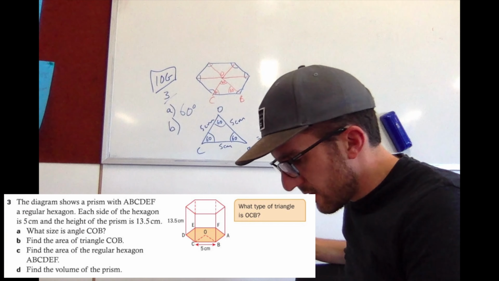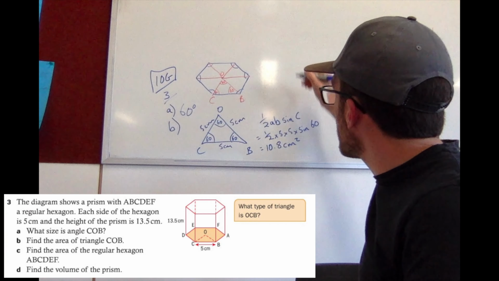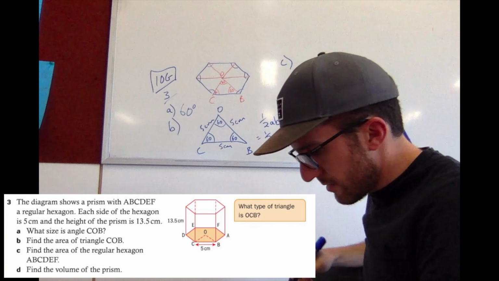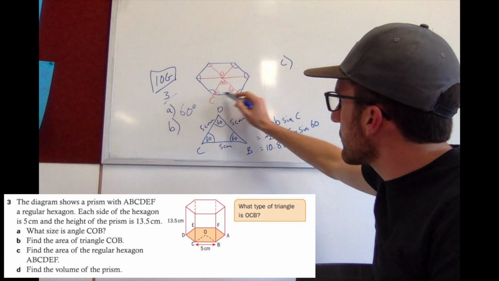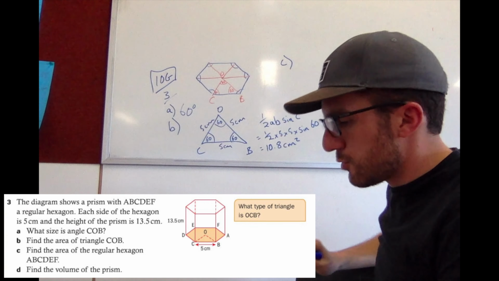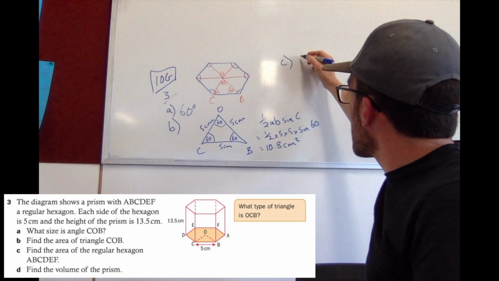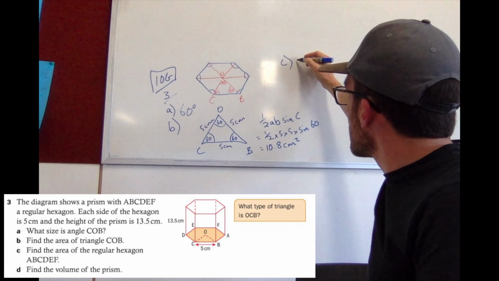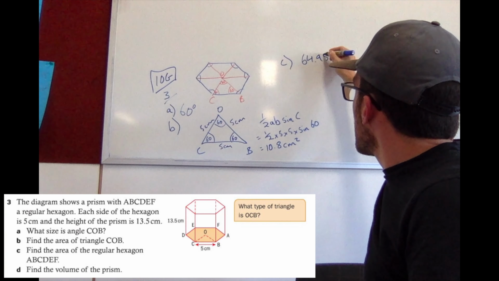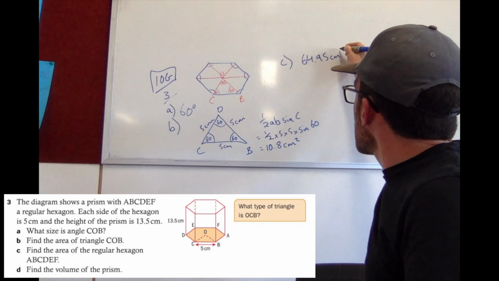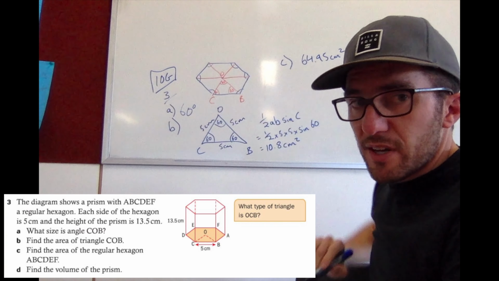And so then part C, find the area. So that was part B. Part C, find the area of the regular hexagon base. Well, if we found the area of one of those triangles, which was 10.8, we're just going to multiply that by 6. And so we get 64.95 centimeters squared for the total area of the hexagon base.